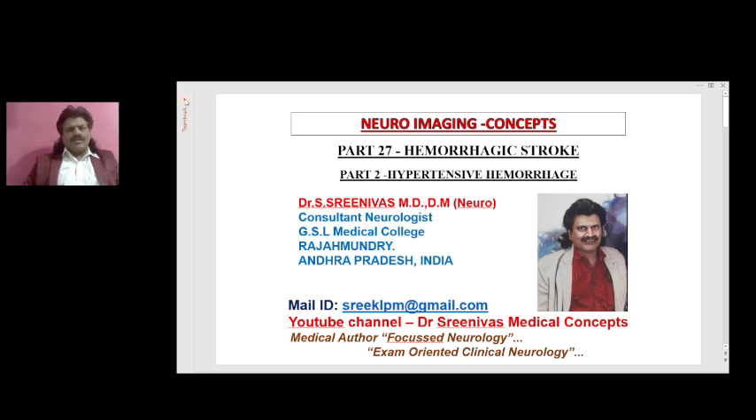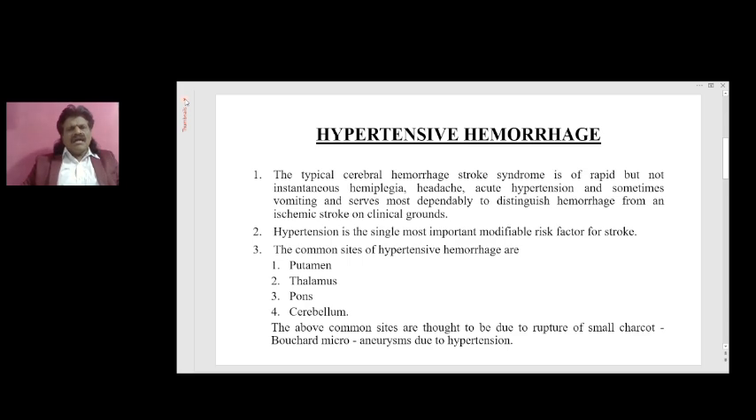We are continuing with the series of neuroimaging concepts. So today we are going to talk about neuroimaging concepts part 27, hemorrhagic stroke, part 2, hypertensive hemorrhage. Hypertensive hemorrhage. The typical cerebral hemorrhage stroke syndrome is of rapid but not instantaneous hemiplegia.